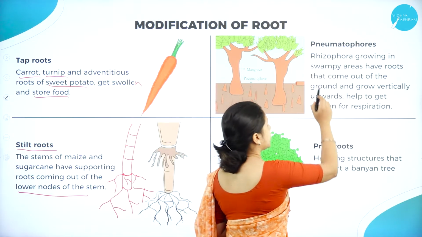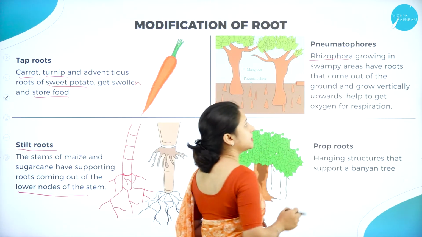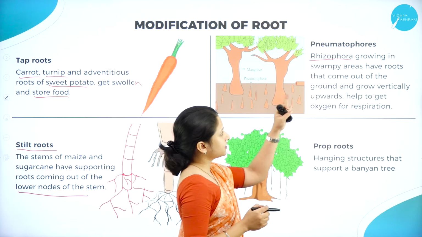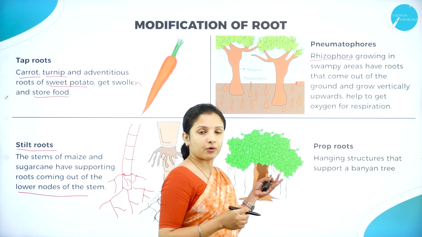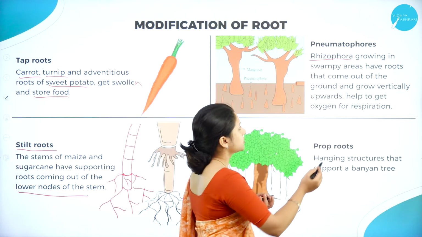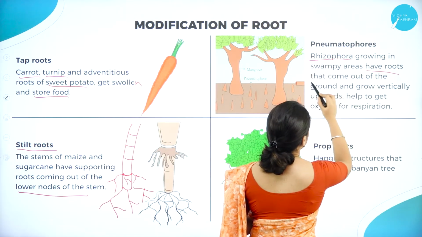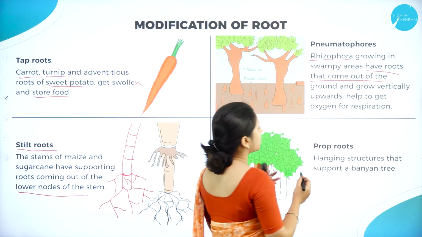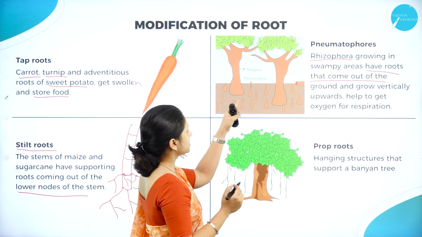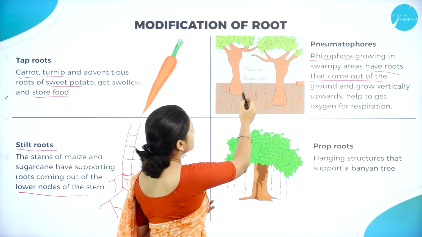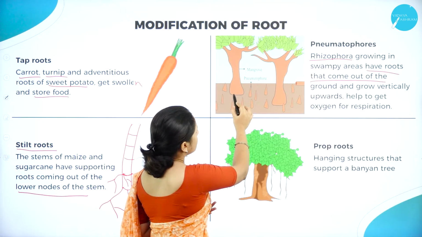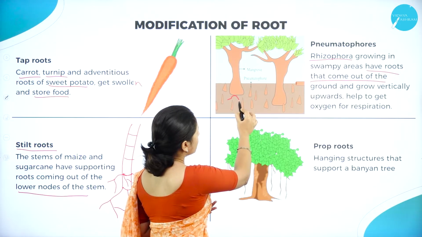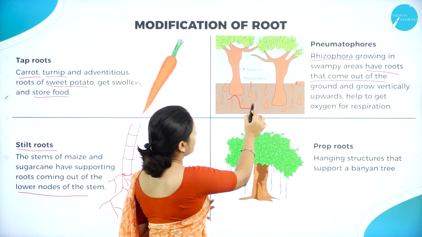So I have taken the example of one of the mangrove plants here, that is Rhizophora. Rhizophora usually grow in swampy areas or in mangrove regions. They have roots that come out of the ground and grow vertically upwards. Can you see here, these roots will continue and start to come up from the ground.